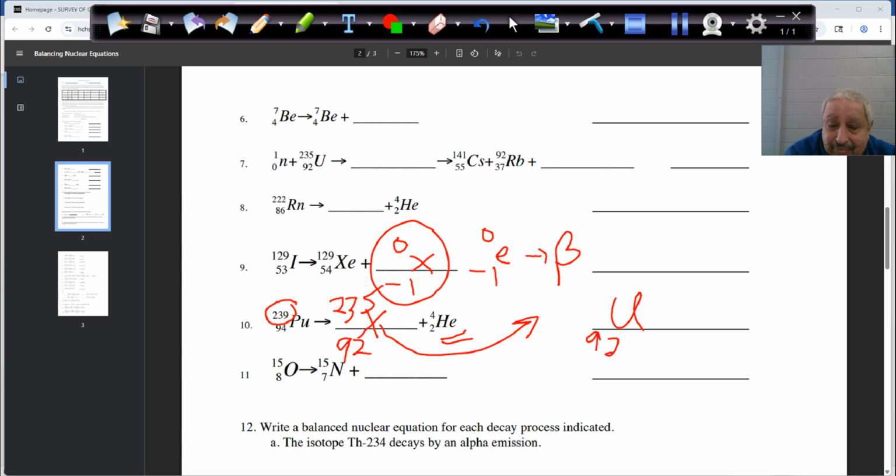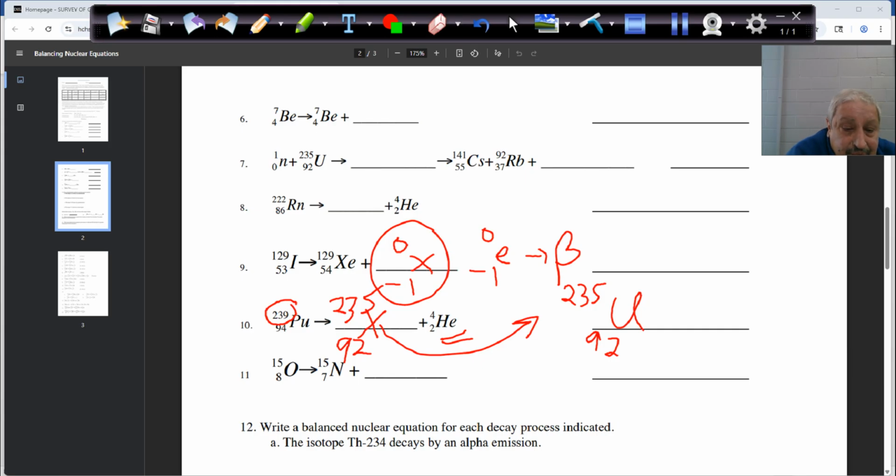92, 235. That's the most abundant isotope of uranium. We have uranium 235 and 238 and 236, but that's the most abundant. That's what we use to produce a nuclear bomb.